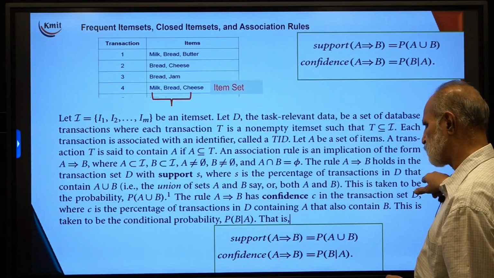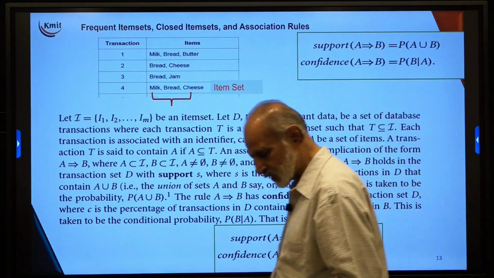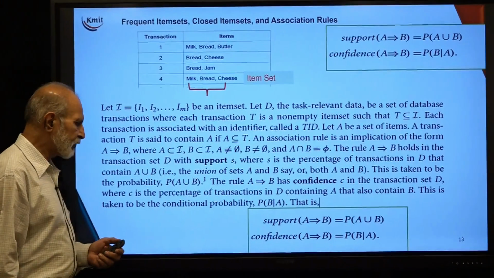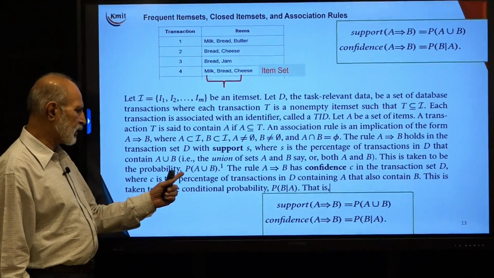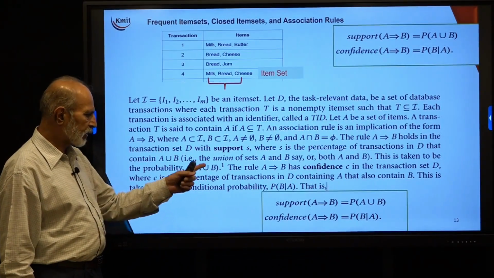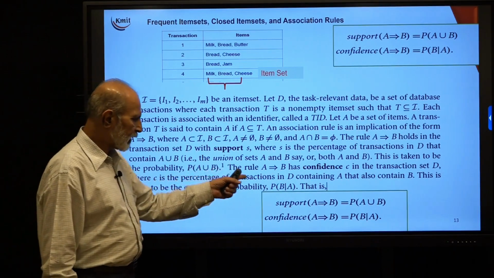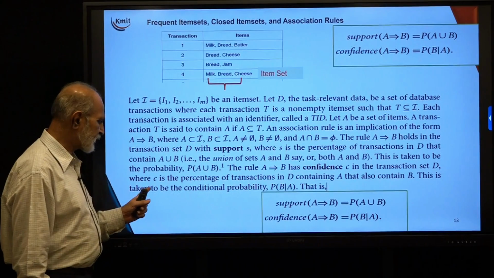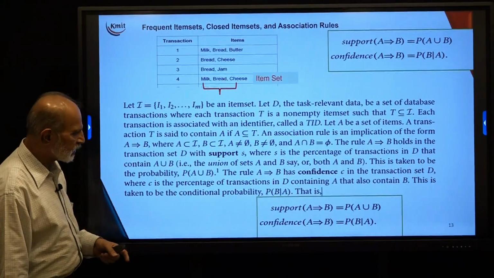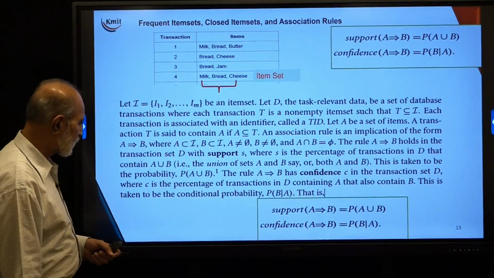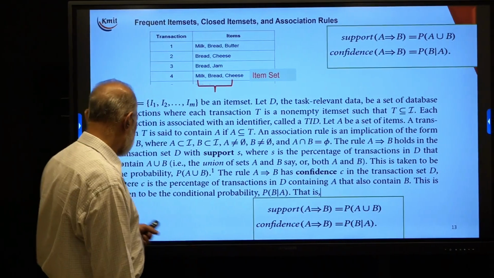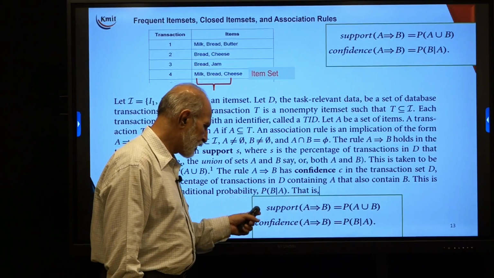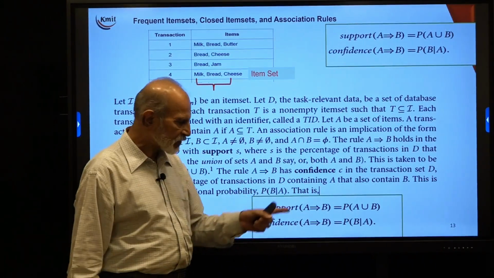This is to be taken as a probability. So what we do is we take a union of A and B, and we define a probability P, P of the union of A and B. So the rule A implies B has a confidence C in the transaction set D, where C is the percent of transactions in D containing A that also contain B. This is taken to be the conditional probability of B given the condition A.